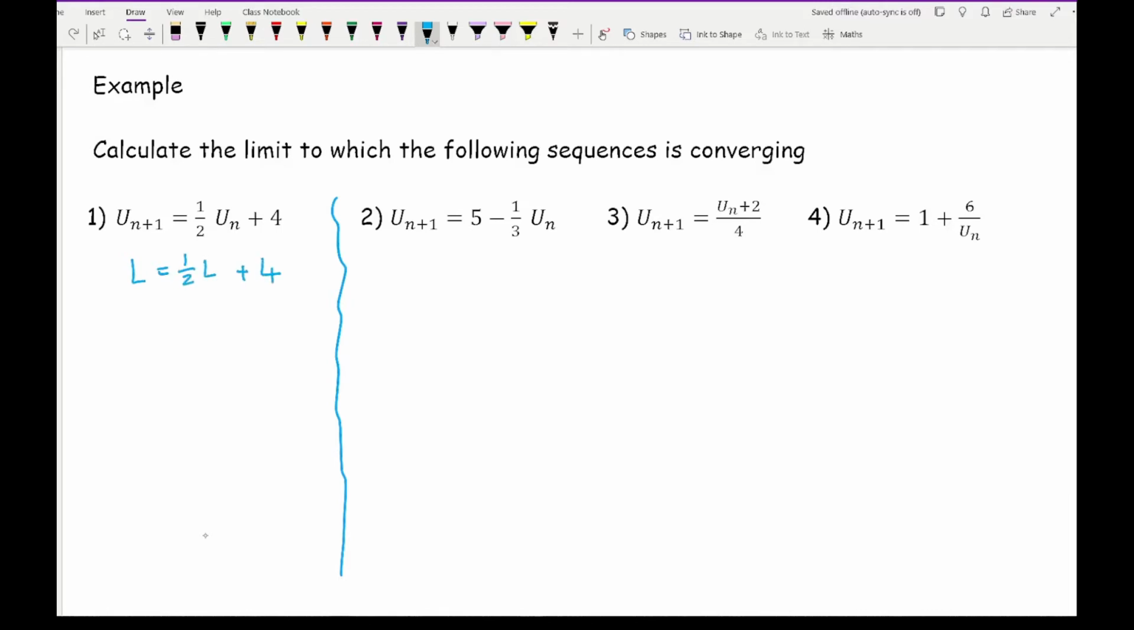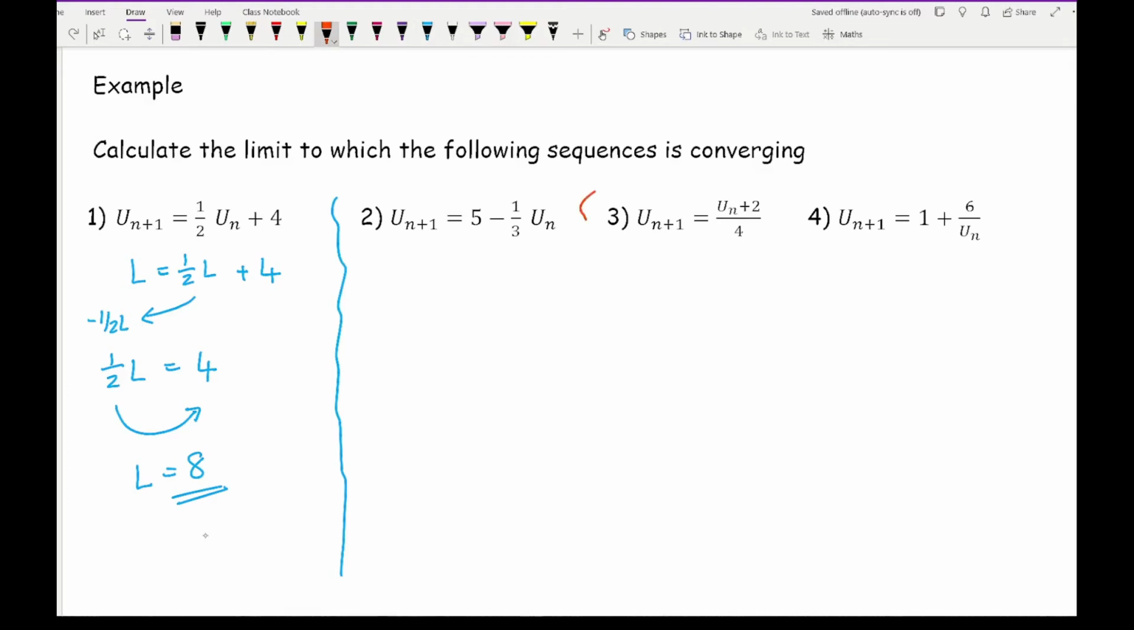Now what I want to do is make L the subject. First things first, I'm going to take this L to the side by subtracting a half L, which then leaves me with a half L equals 4. Then from this I can take the half over to the other side by multiplying, so L is going to equal 4 divided by a half, which is 8. So this particular iterative sequence in number 1 is going to converge to the limit of 8.